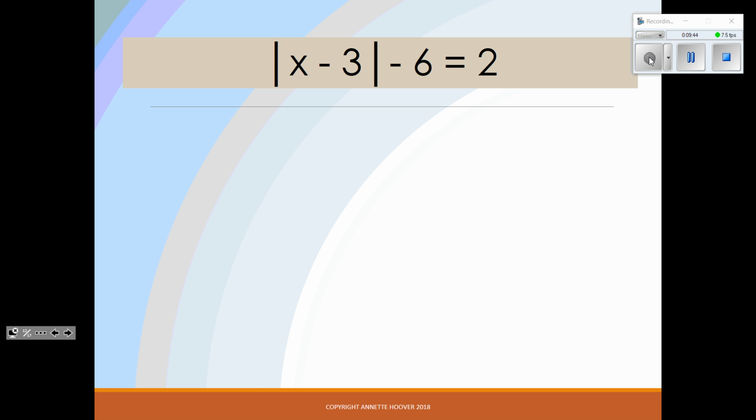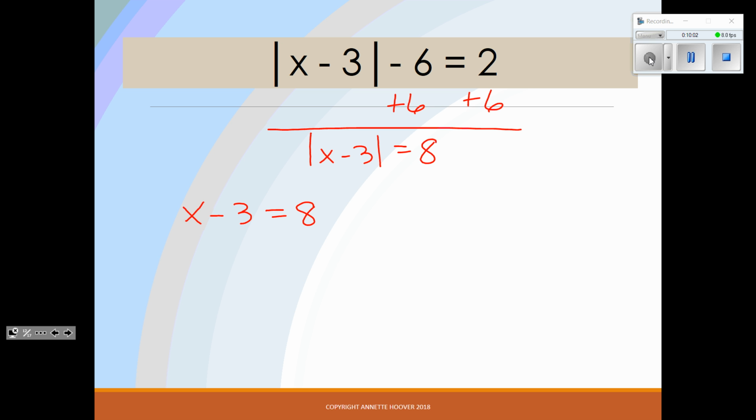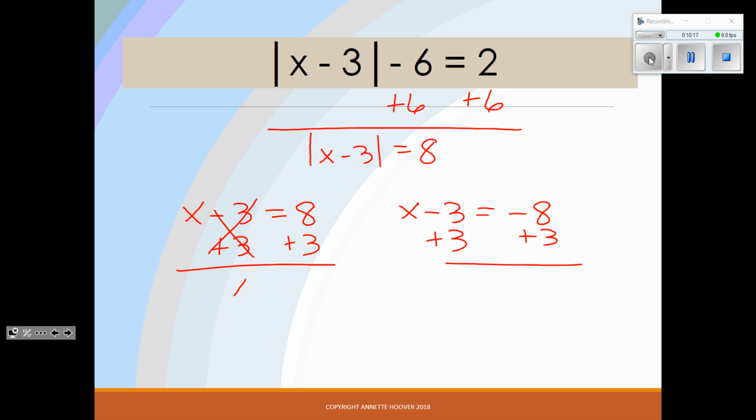In this example, the absolute value is not by itself on the left side, so we have to get it by itself by adding 6 to both sides first. Then we have the absolute value of x minus 3 is equal to 8. We can set up our two equations. The first one looks exactly like that one without the absolute value signs. The second one, the absolute value stays the same, but we set it equal to the opposite. We have two equations that we have to add 3 to both sides on both of them. So x is equal to 11 and x is equal to negative 5.